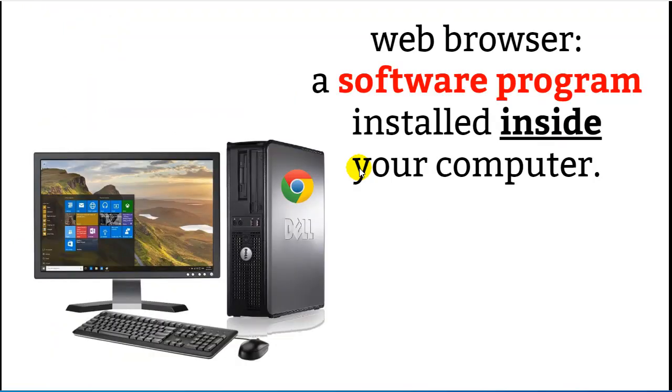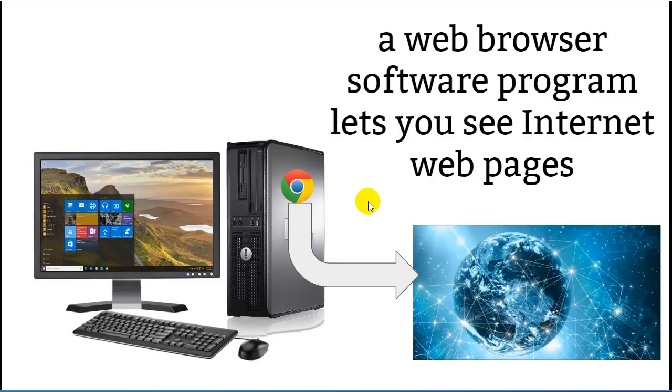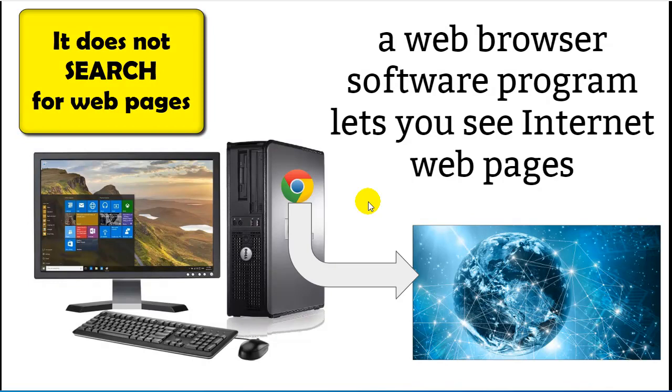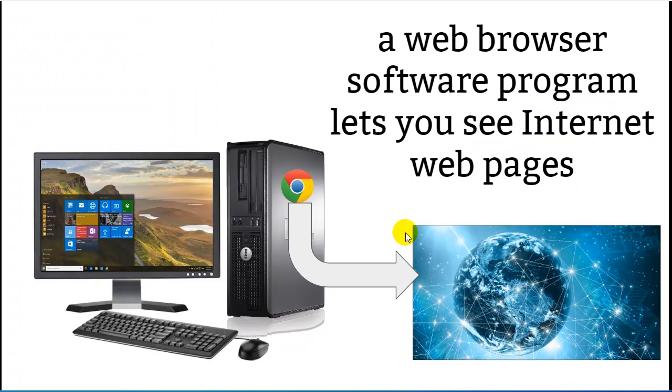So here's what you need to remember, and I hope you put this in your notes. A web browser is a software program that is installed inside your computer. Somebody installed the web browser software onto your computer. And I also hope you remember this. A web browser software program lets you see internet web pages. It does not search for pages. It just shows you pages. Well, let's take a look. We'll go out and see what these different web browsers look like.